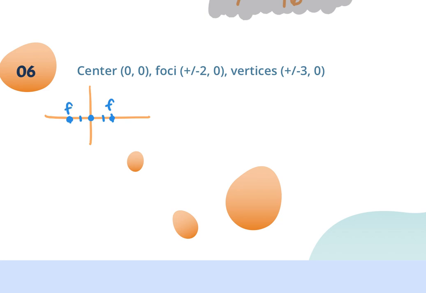So before we even get to the vertices, what do you already know? Center is at 0, 0, so it's an x squared, y squared. There's nothing with the x or the y. What else? C is 2, because the distance from the center to the foci is 2. What else? If I'm not mistaken, it has to be horizontal. Good. It's horizontal because the foci falls on the horizontal axis. So that means this time the x gets the A squared.